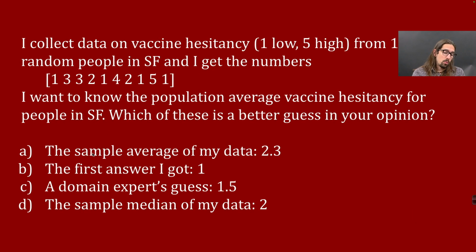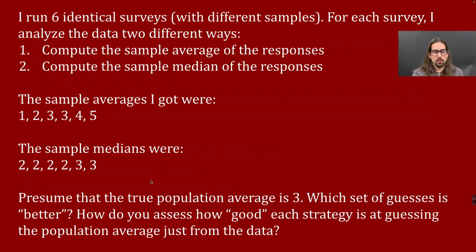So again, what's better depends on what the right answer actually is, of course. So let's presume that the true population average is 3. So which set of guesses is better? How do you assess how good each strategy is, right? So in this case, maybe you could say, okay, the average guess here is 3, right? So across all the samples that I got, the average guess is 3, so that's good, right? For this one, the average guess is a little less than 3. It's actually closer to 2.